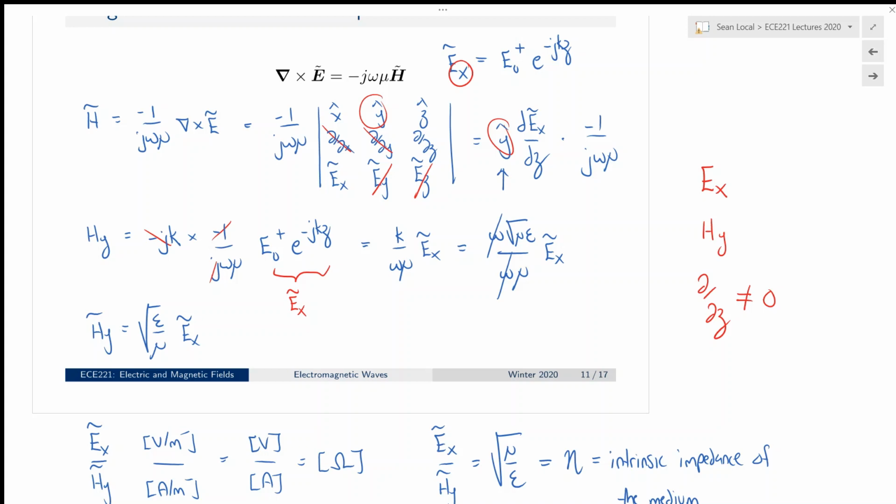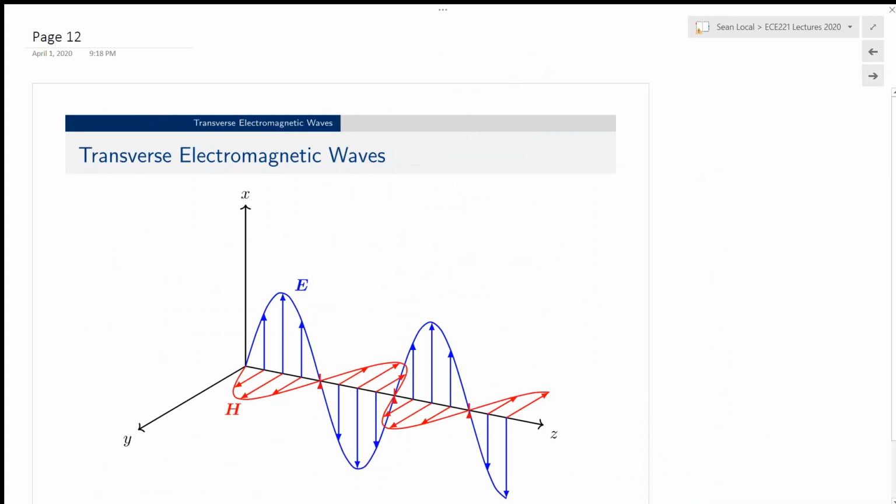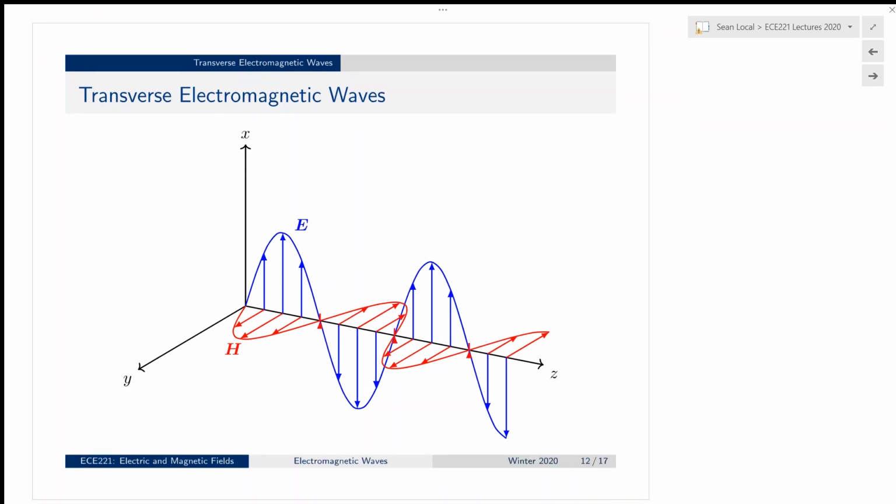So this is a very special kind of wave because all three of these terms here are orthogonal. Ex and Hy are obviously orthogonal because x and y are orthogonal. But then the direction of variation of Ex and Hy, which is the direction that the wave is propagating, the z direction, is also orthogonal to the electric field and the magnetic field. So this results in a very special class of wave, which is called a transverse electromagnetic wave, or sometimes abbreviated as a TEM wave.